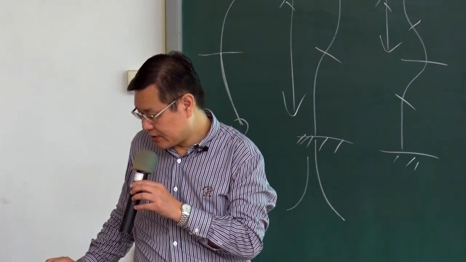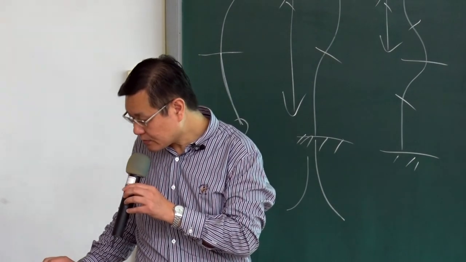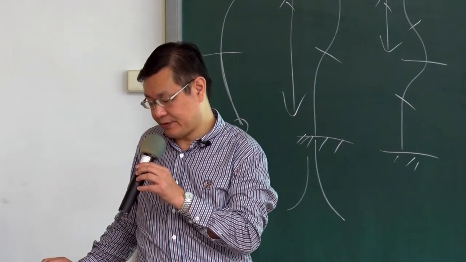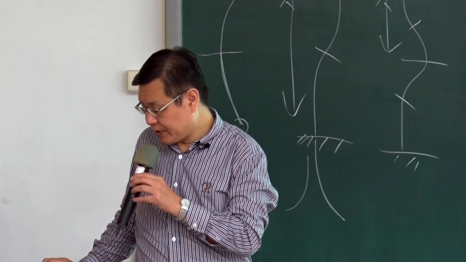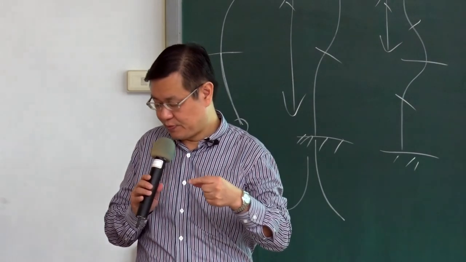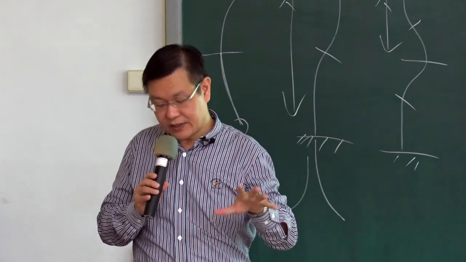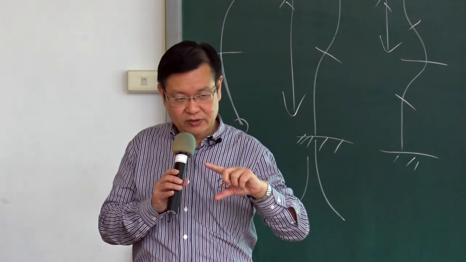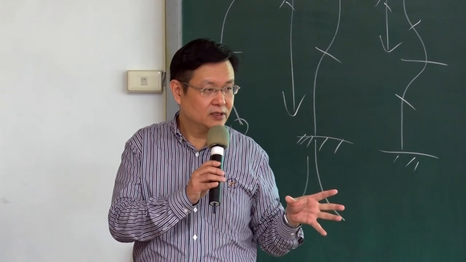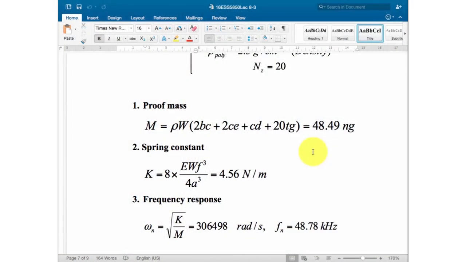For the spring constant, after the calculation, A times K0, we get about 4 Newton per meter. Compared to the previous accelerometer, we have a very short spring system, a very short cantilever system. The spring constant for the accelerometer is around a couple thousand. Here we have only like 5 Newton per meter.